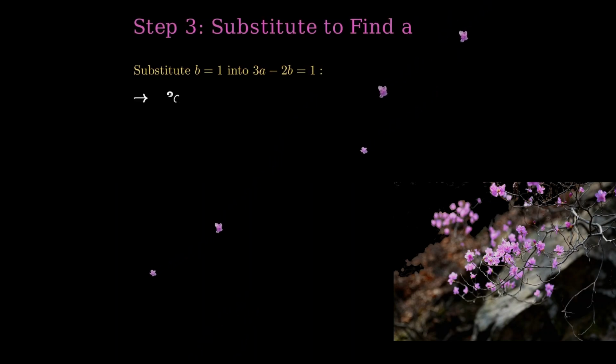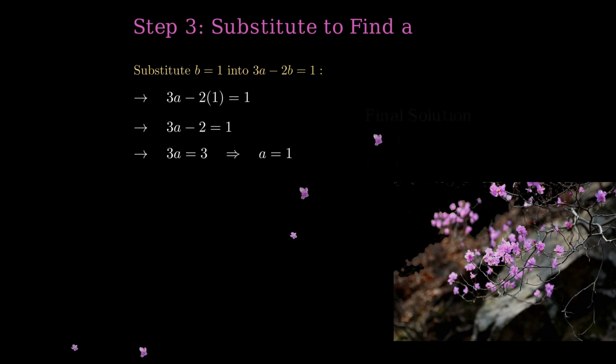Step 3. Finally, substitute b = 1 back into one of our integer equations. Let's use 3a - 2b = 1. Substituting b gives 3a - 2 = 1. Adding 2 to both sides, 3a = 3, which means a equals 1. Our final solution is a = 1 and b = 1.